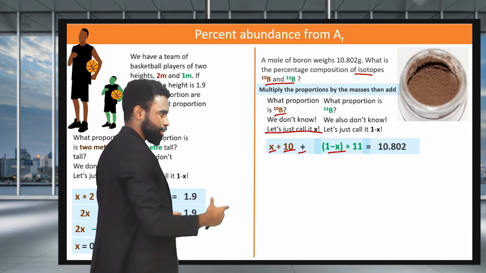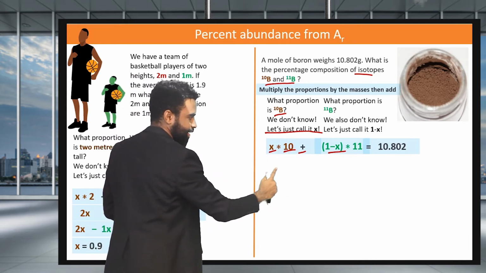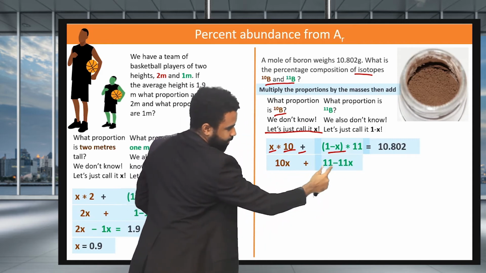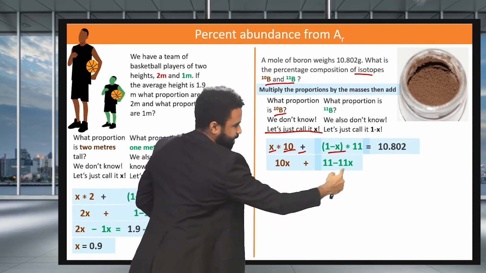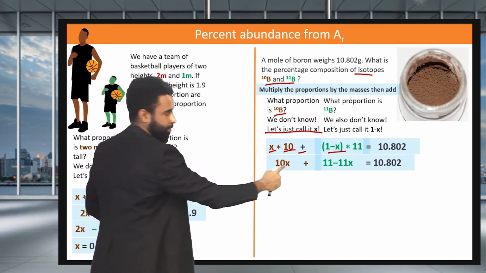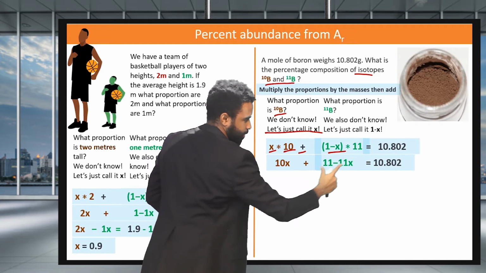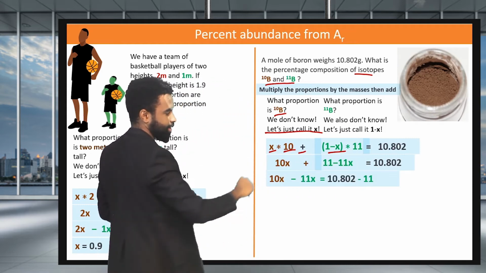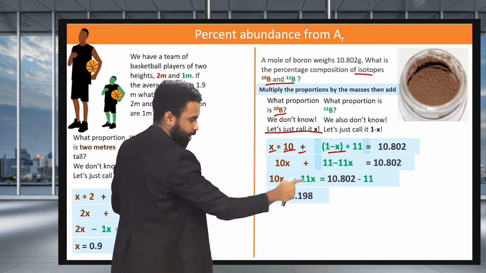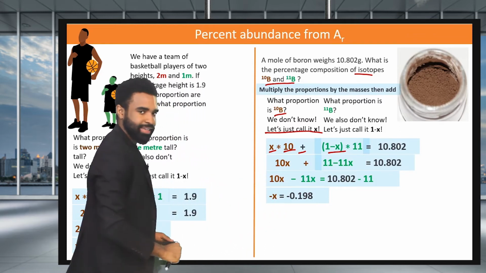And now we do the middle school math problem. 10 times x is 10x, all right? And then 11 times 1 is what? 11. 11 times minus x is minus 11x, is equal to 10.802. We move this 11 over to the other side. This is plus 11, so we subtract 11 from both sides, and we have minus 11 there. And now we have what? Minus x is equal to, if you plug this into your calculator, you get minus 0.198.